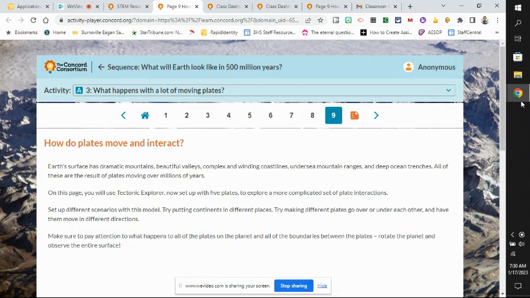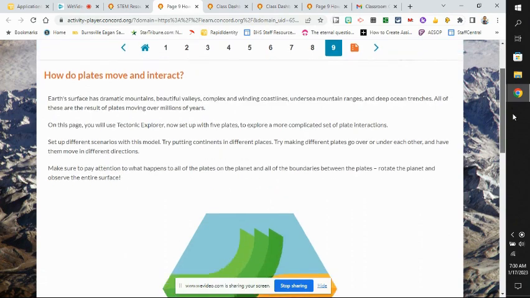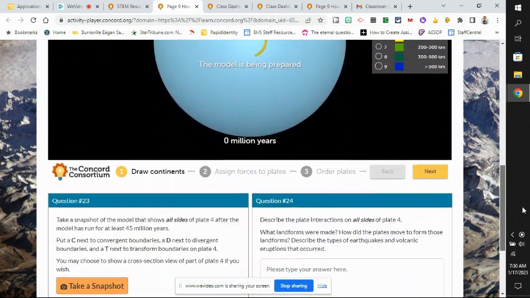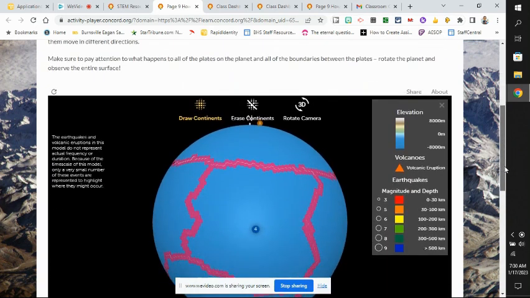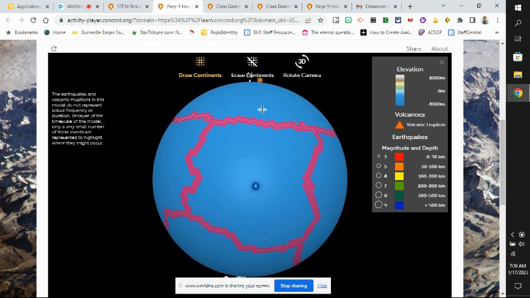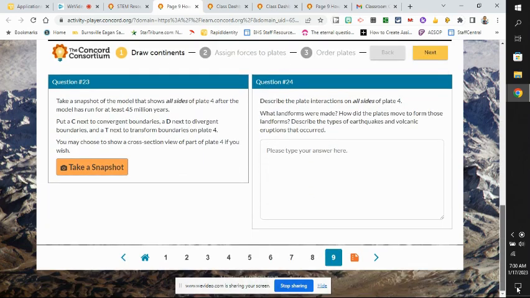Okay, our last page, how do they interact? The main point of this is the idea that if we take a look at the Pacific plate, understand that plates can interact all different ways. If we let this go, you would have some transform boundaries along, some convergent and some divergent boundaries. So if we were to take a look at the Pacific plate, that's what we would see.